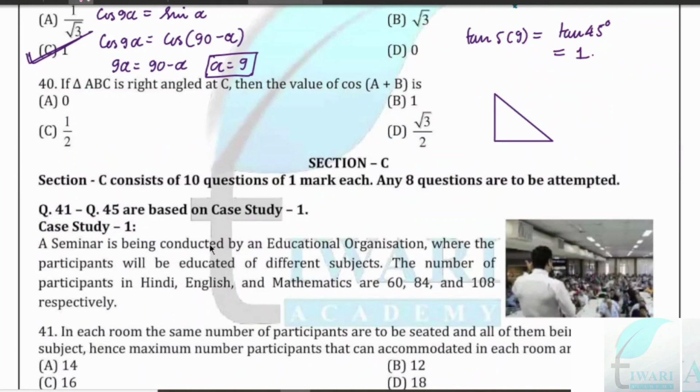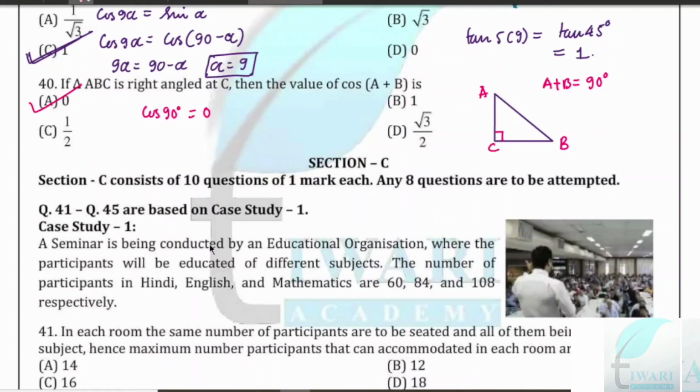Question number 40. If triangle ABC is right angled at C, that is triangle ABC. See, this is right angled at C, then the value of cos (A plus B) will be what? We know that the angle sum property of a triangle is 180 degrees. So if one angle is 90, then A plus B should be equal to 90 degrees. So cos of 90 degrees will be equal to 0. So 0 is the right answer.